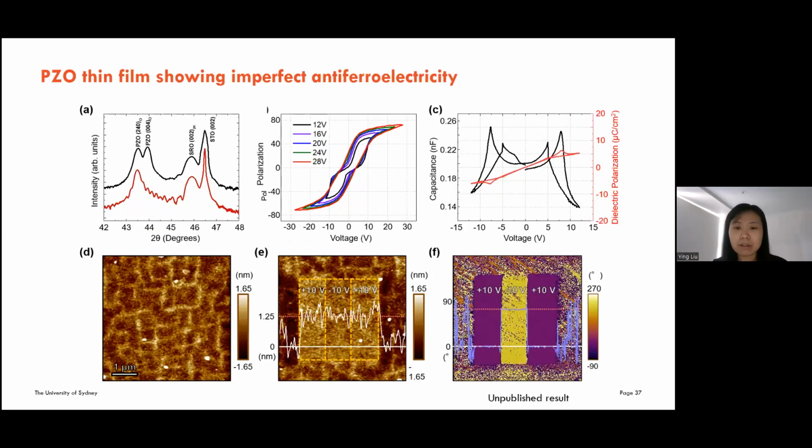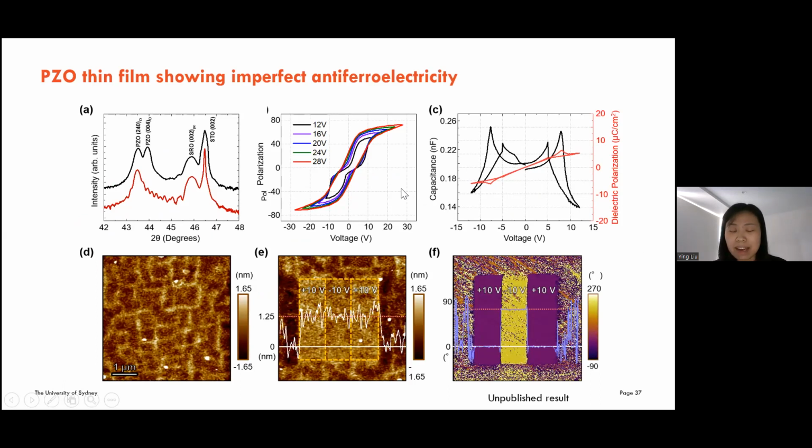We have grown PZO thin films on strontium titanate, and we have obtained a very high quality thin film. It is epitaxial growth with a very flat surface. The roughness is about 3 nanometers, and this thin film is about 200 nanometers. And the dielectric measurement suggests it shows antiferroelectricity.